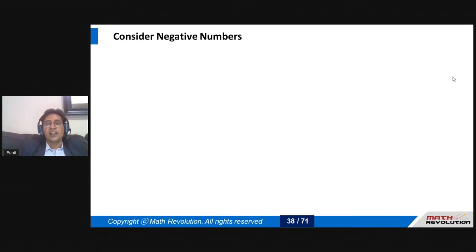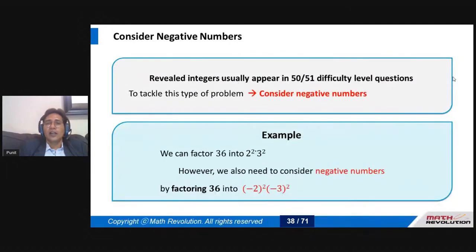Second is to consider the negative numbers. We often don't consider the negative numbers, and that creates huge trouble. 2 is squared and 3 is squared. We know that a negative number raised to an even power will not make a lot of difference to us. It turns into positive. But what happens if we don't consider it?